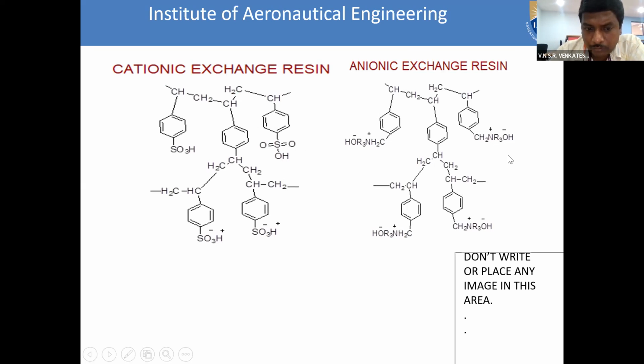I just showed the structures of cation exchange region and anion exchange region, but from the examination point of view, there is no need to draw these two structures. Just know what functional groups are present on the cation exchange region and anion exchange region. For cation exchange region, sulfonic acid groups SO3H or carboxylic acid groups COOH are present. Whereas for anion exchange regions, amino groups NH2 substituted with either quaternary ammonium salts or tertiary ammonium salts are present.